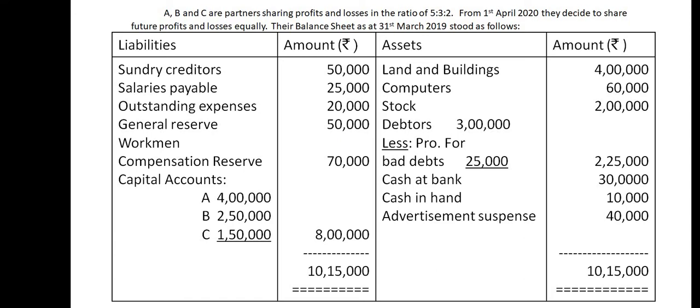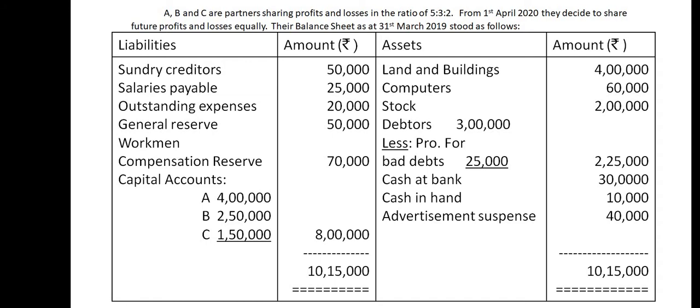Today we are going to solve a question from change in profit sharing ratio among partners. Till last class we have discussed all the adjustments related to change in profit sharing ratio among the partners. Now in this problem we are going to see how those adjustments can be accounted. So here is a problem before you.